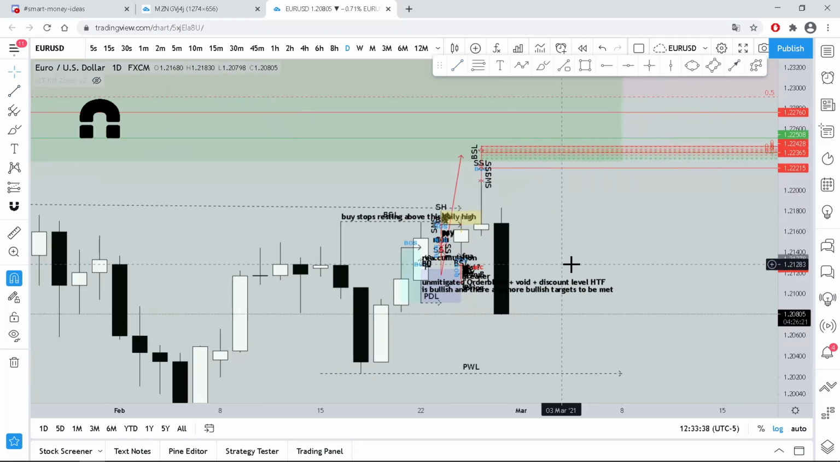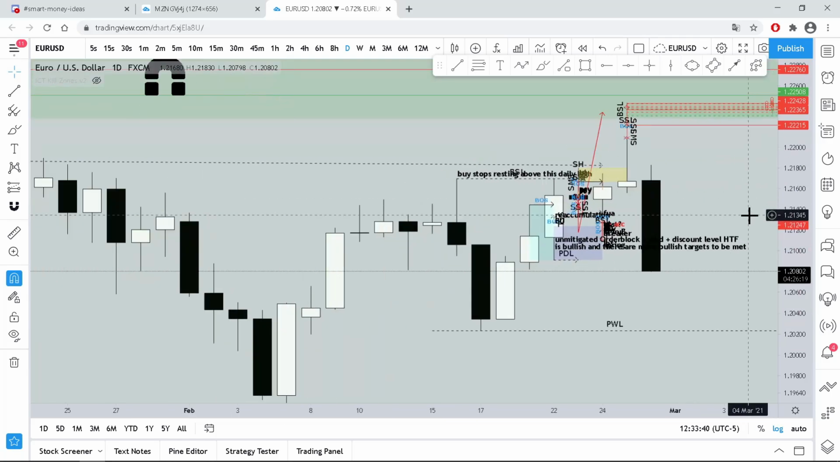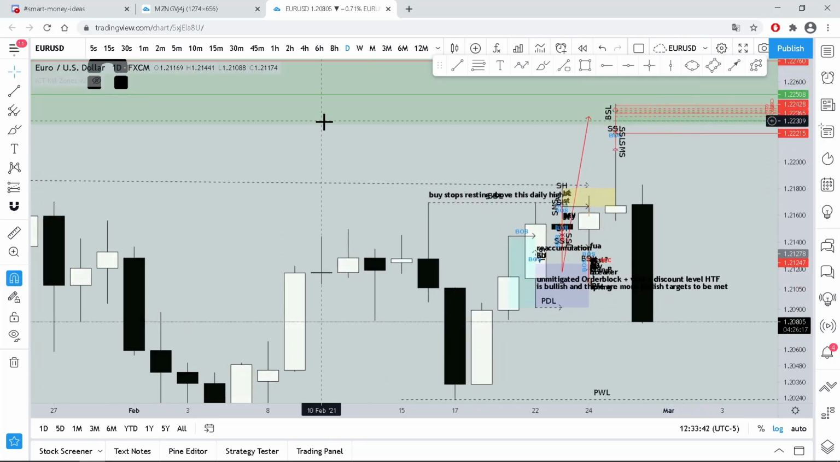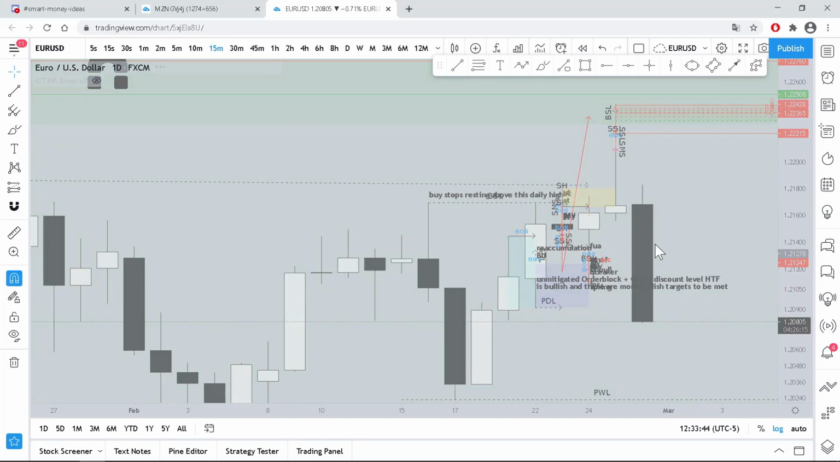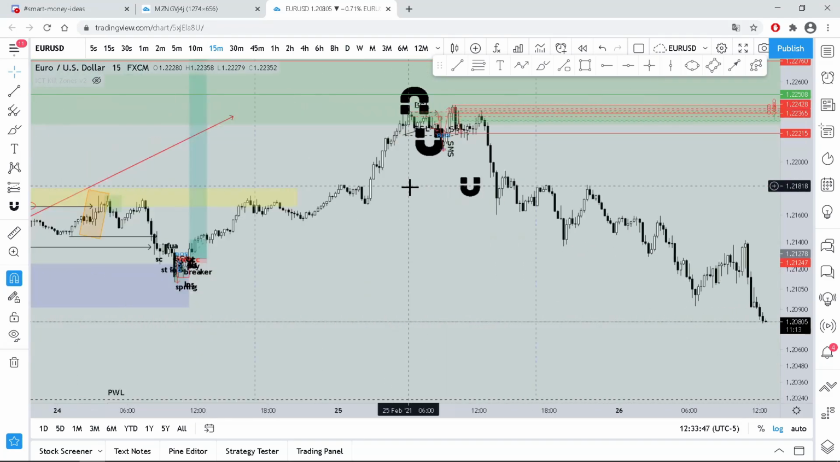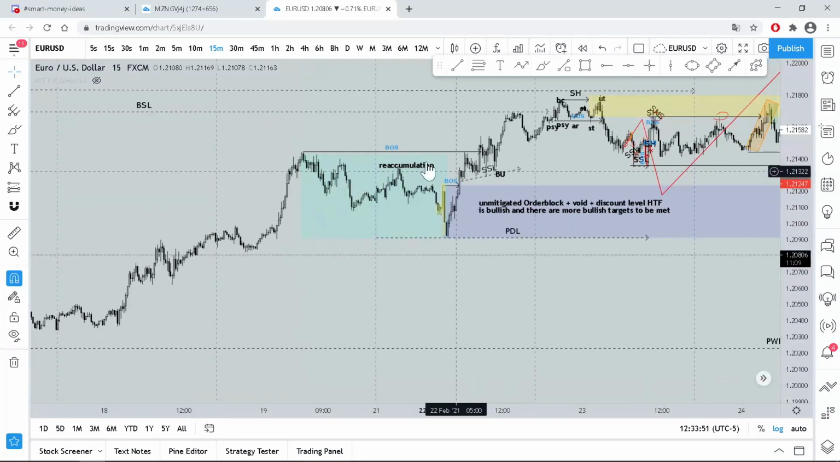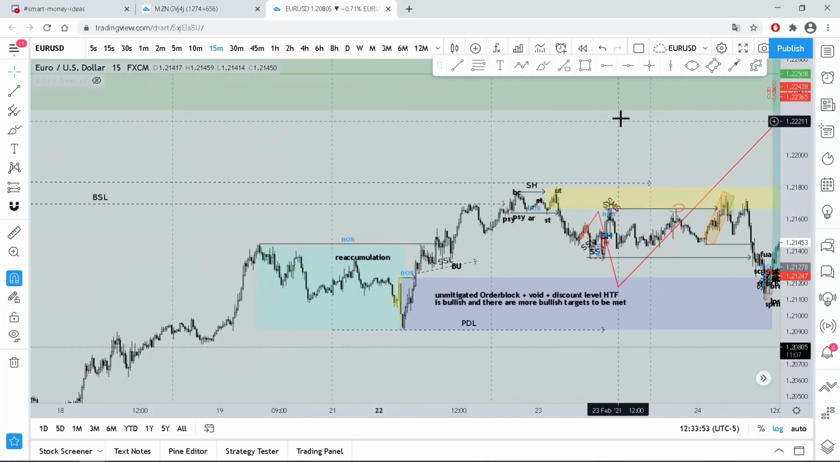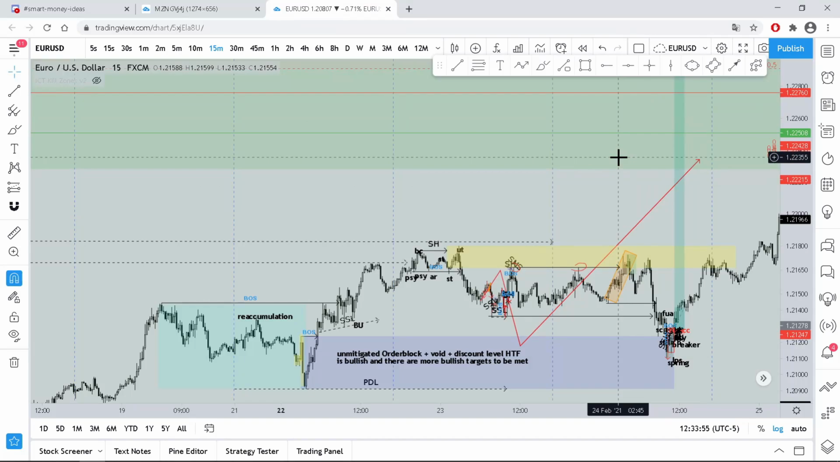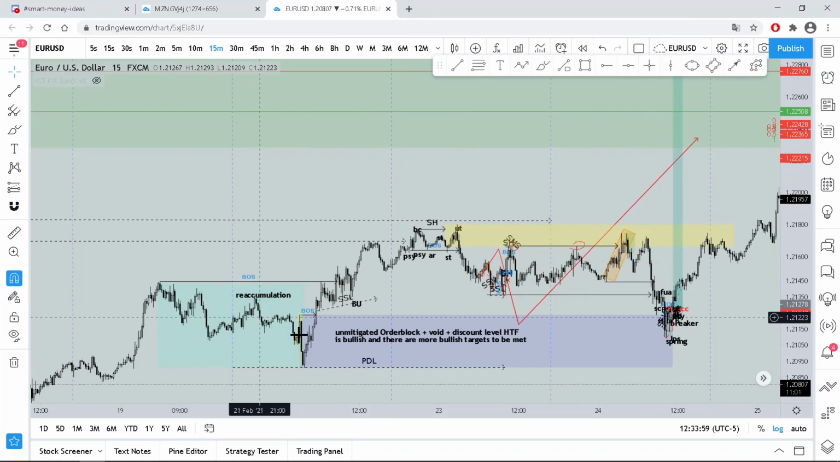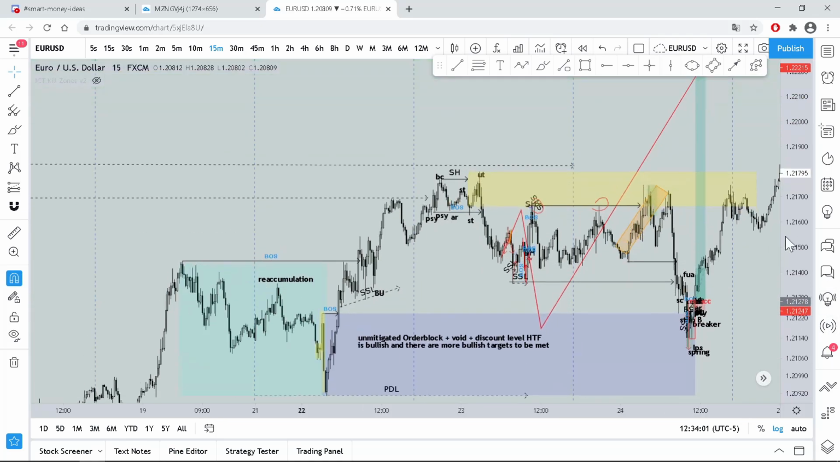So let's see how I framed a long from down here and how I managed to get a 1-30 RR trade. So if we go to the 50-minute chart, I was expecting price to bounce off this level because this was a reaccumulation. We had higher target levels that need to be met or mitigated, and price was returning to this level down here where I expected to long from.